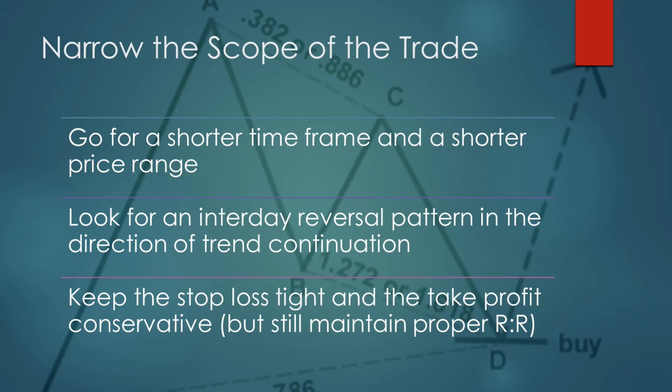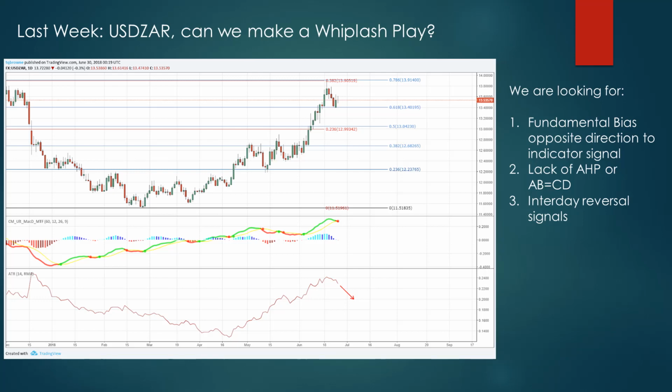So, looking at an example from last week's trading, in the dollar South African rand, I was presented with this chart on the intraday, and I was thinking to myself, can I make a whiplash play off of this? So just going over the three things that I was explaining before, I was looking for fundamental bias in the opposite direction to the signal.